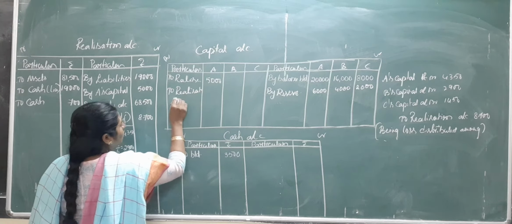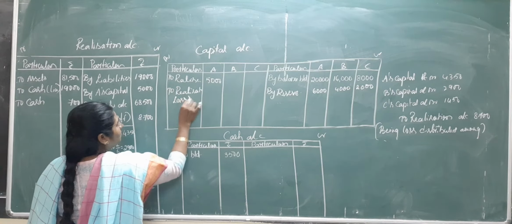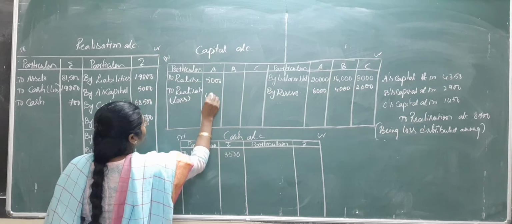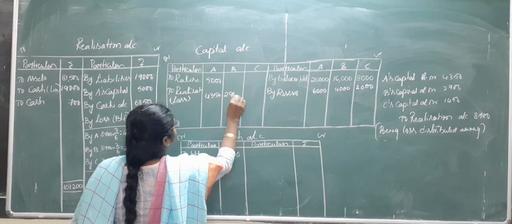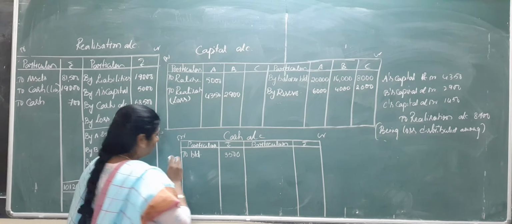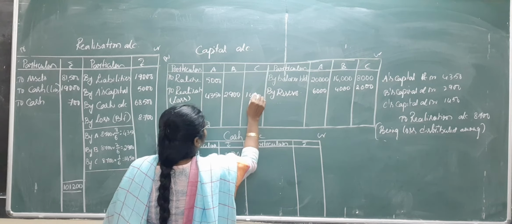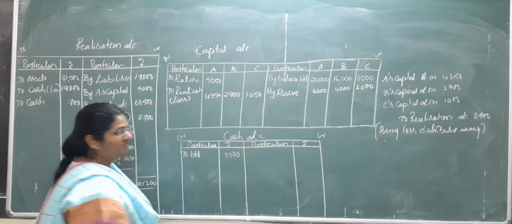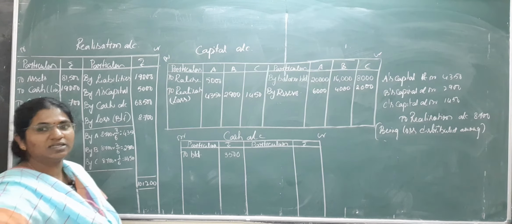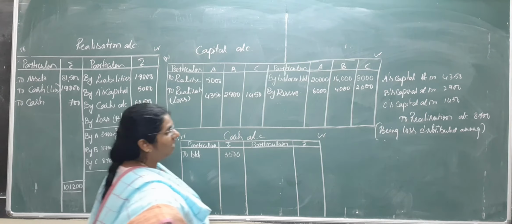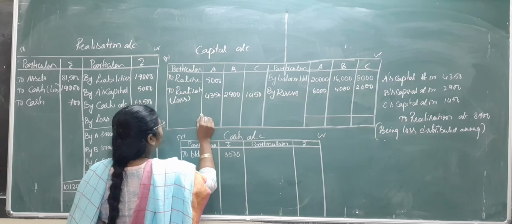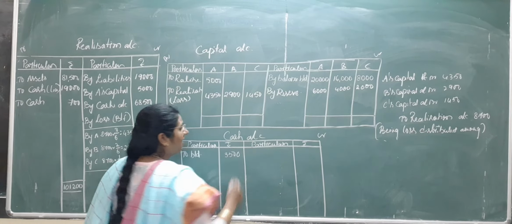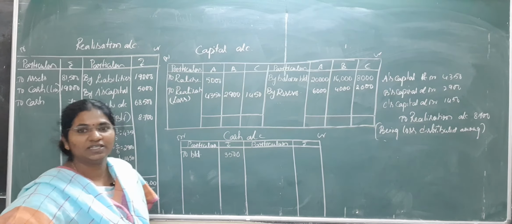Realization loss for A 4,350, B 2,900 and C 1,450. Okay, these are the capital accounts of A, B and C. Now let us close these capital accounts by paying cash or receiving cash.